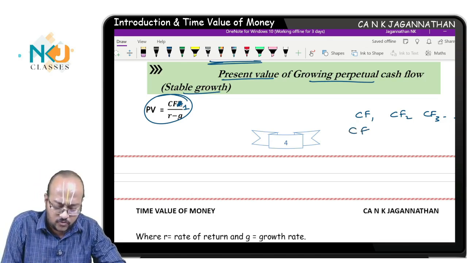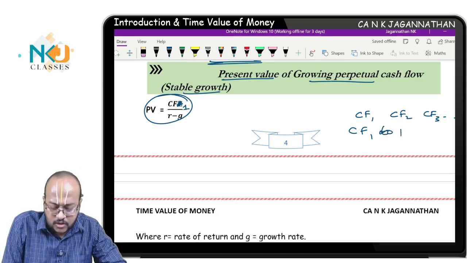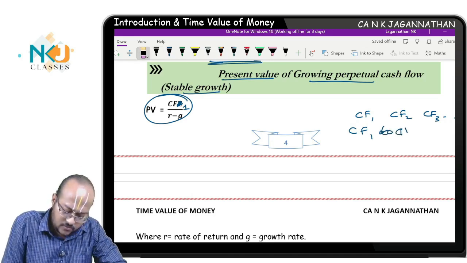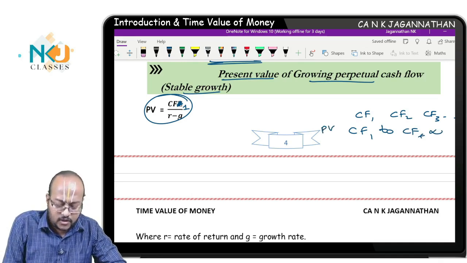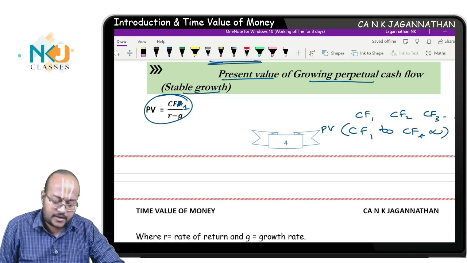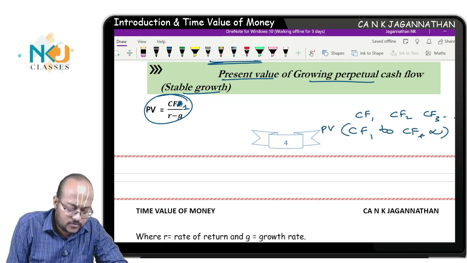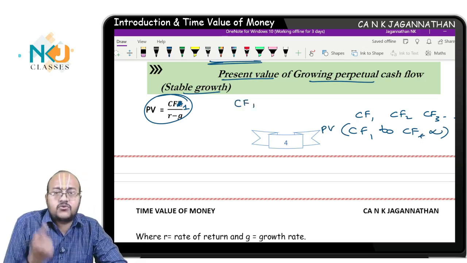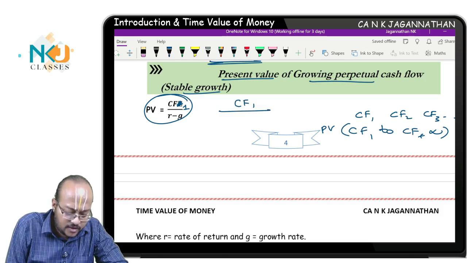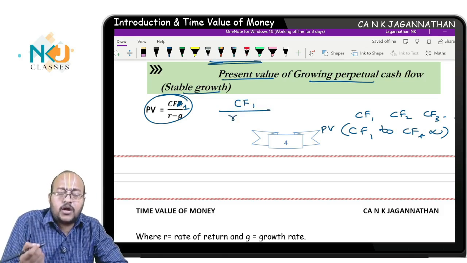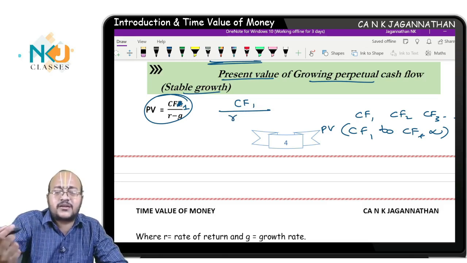Cash flow 1 to cash flow infinity. The present value of cash flow 1 to cash flow infinity you need to find. Correct? The formula is very simple. Present value is equal to cash flow 1, that is the first year cash flow, divided by the rate at which you are discounting, or interest rate you can say.